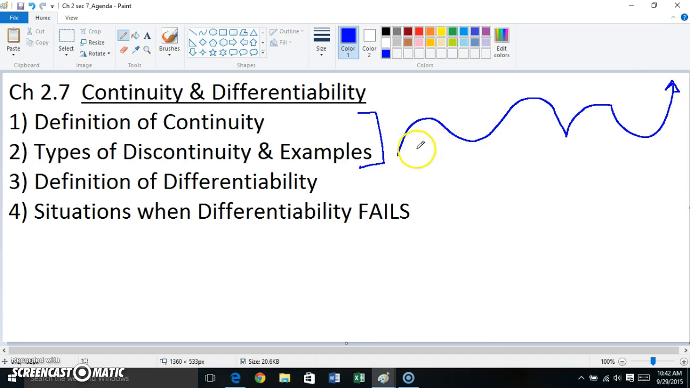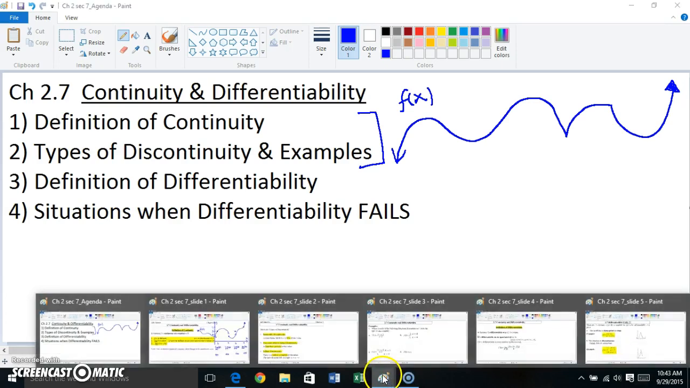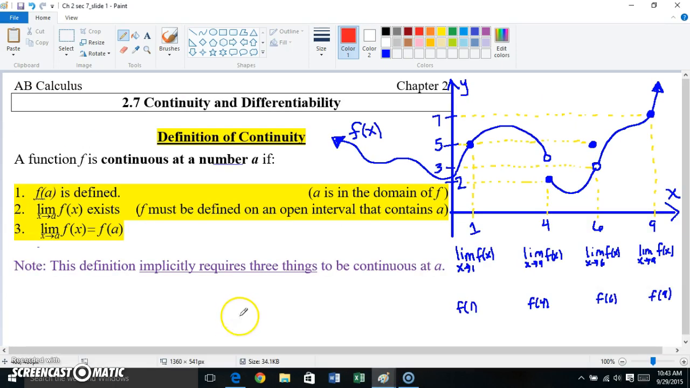off the graph. So if this is my f of x, right, and these arrows just say it goes on forever, you could put your pencil down in one spot and trace every inch of the curve without ever lifting up your pencil. Okay, but we're going to take a look at that a little more mathematically so we know what we're talking about. So here's the definition of continuity.